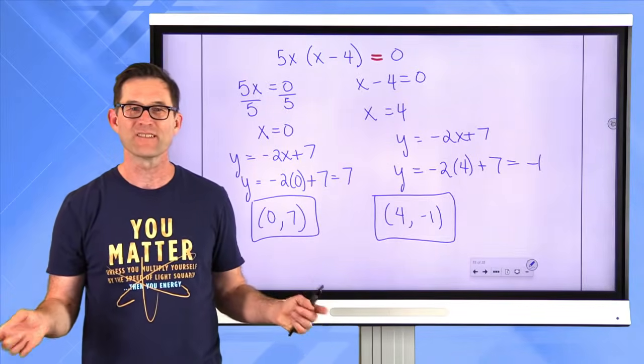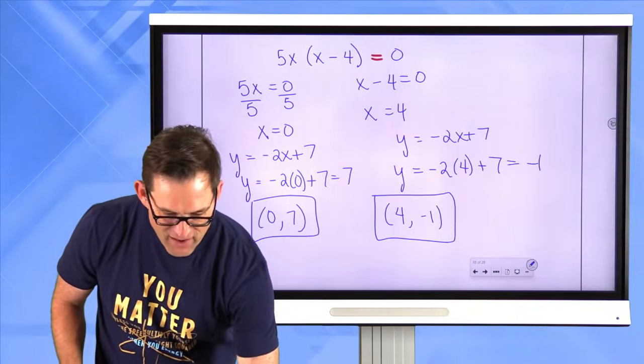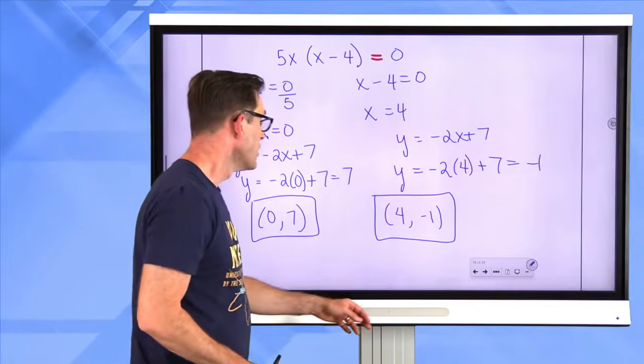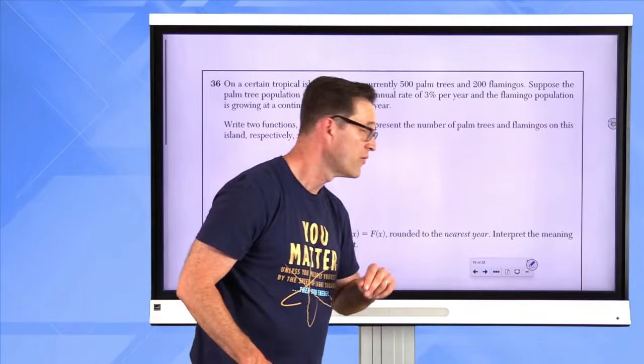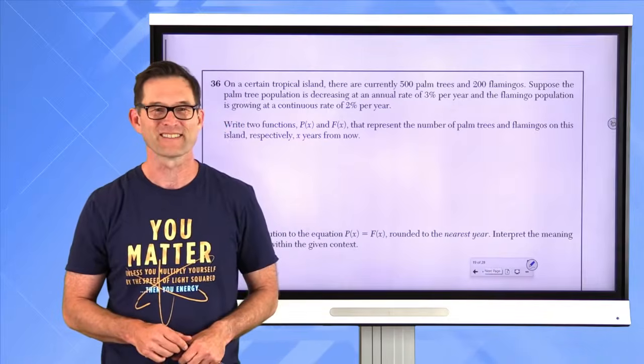Solve that system algebraically. Okay, are we on to the last problem or not? We're on to the last 4-pointer, but then we got the trig problem. All right, let's take a look at number 36.